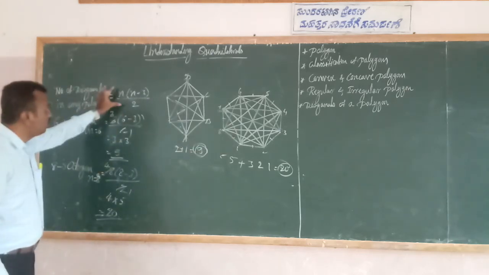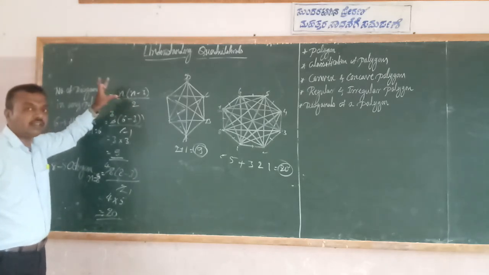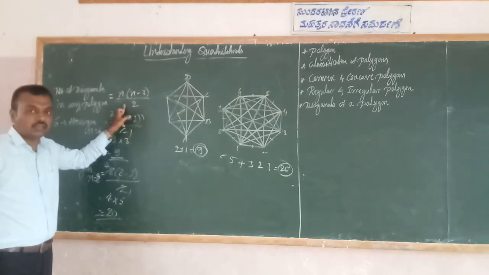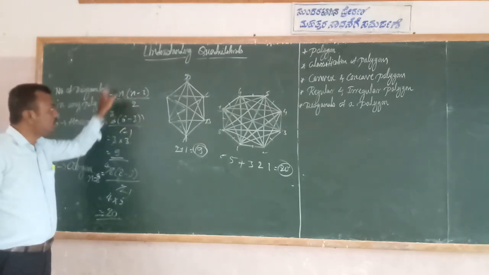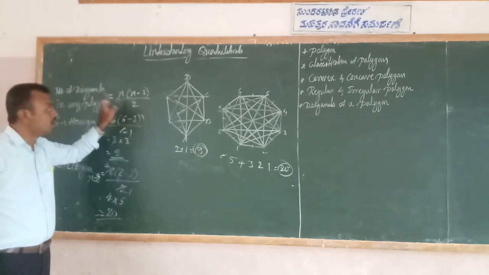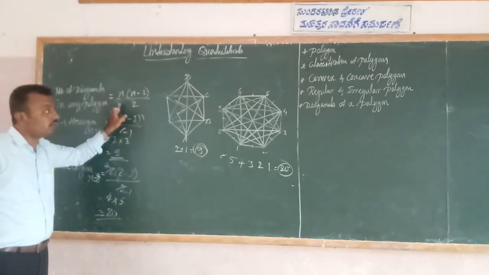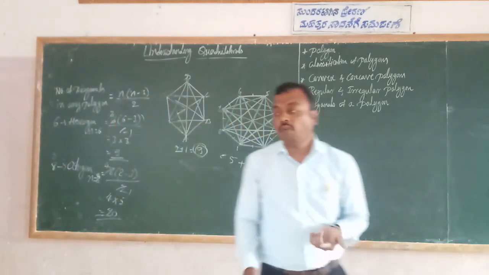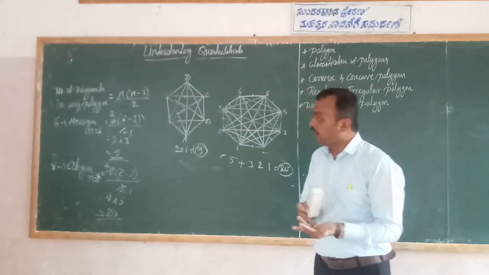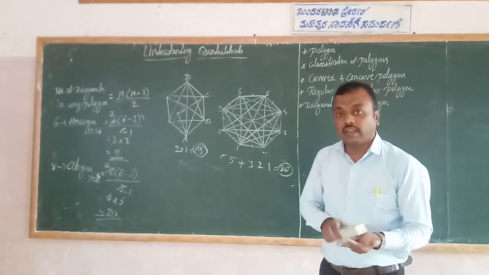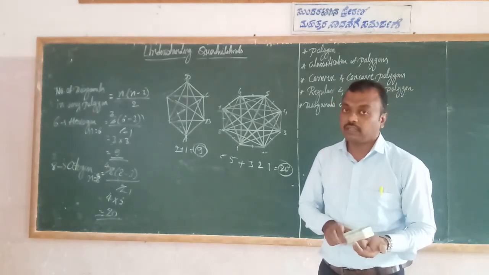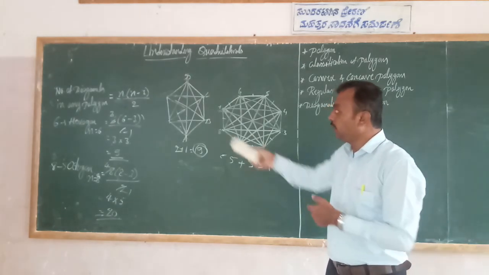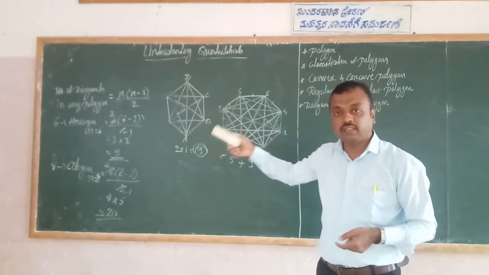So dear students, it is very easy to find the number of diagonals in any polygon. Is it true or not? Is it easy or not? Yes. So you have to remember this formula. It is very easy to solve. Like that, you have to find the heptagon, then the nonagon and decagon, the number of diagonals using this formula. Can you find it at home?